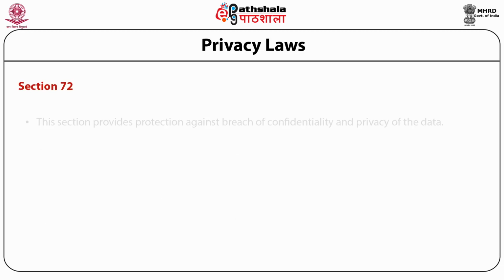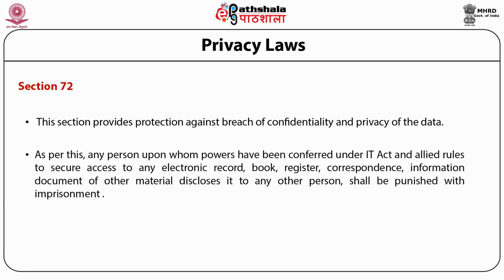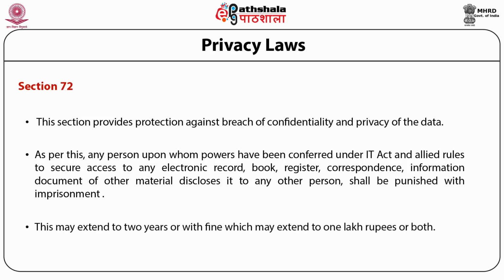Section 72. This section provides protection against breach of confidentiality and privacy of the data. As per this, any person upon whom powers have been conferred under the IT Act and allied rules to secure access to any electronic record, book, register, correspondence, information, document, or any other material discloses it to any other person shall be punished with imprisonment which may extend up to 2 years, or with a fine which may extend up to 1 lakh rupees, or both.